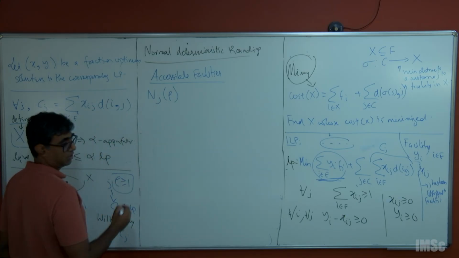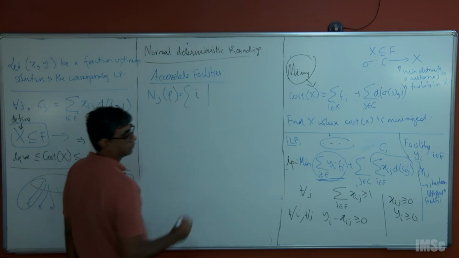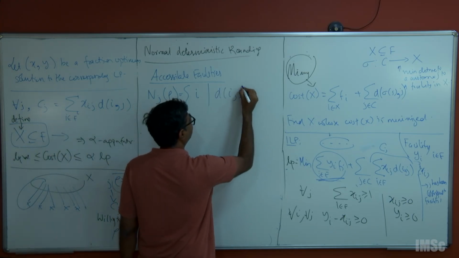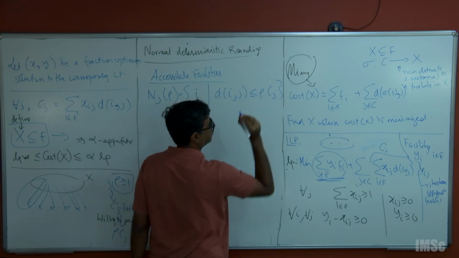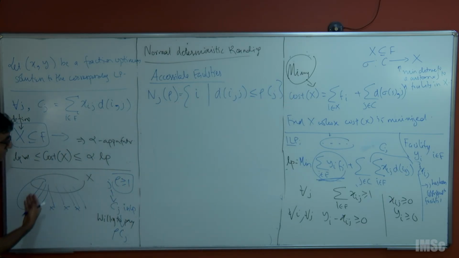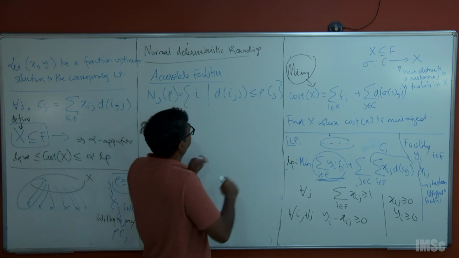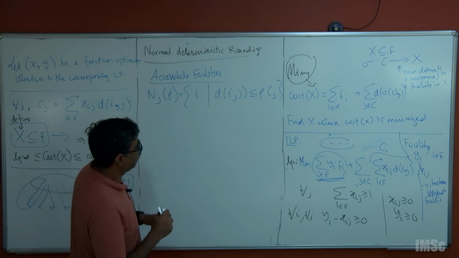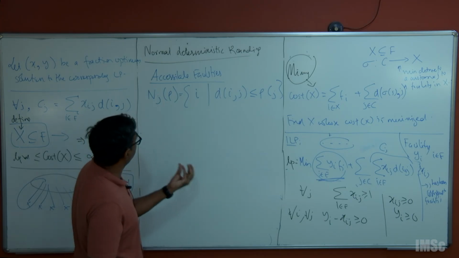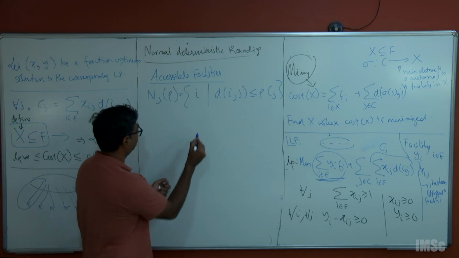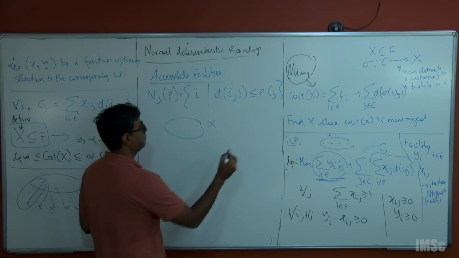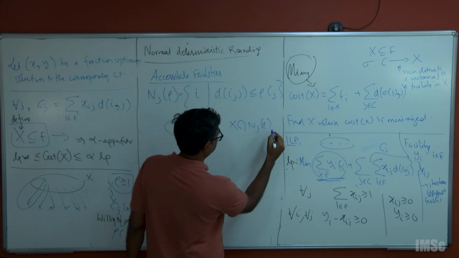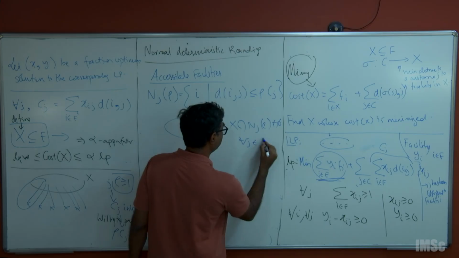So for customer j, let's write down which facilities are accessible to him. Only those facilities are accessible to him for which Dij is less than or equal to rho times Cj, because only then he will pay. In my solution you paid Dij, but now imagine that I'm able to find a set X such that X intersection Nj(rho) is not equal to empty for all j in customers.